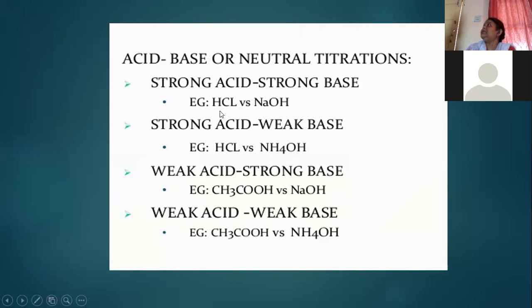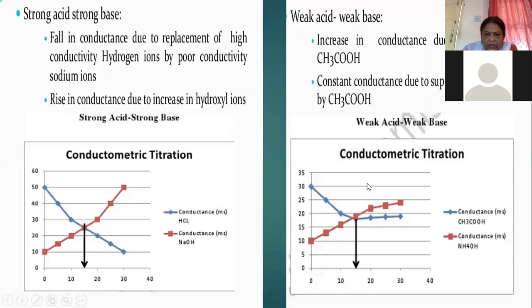All the examples of the acids are given. Like for strong acid, HCl comes to mind, and strong base is sodium hydroxide, weak base is ammonium hydroxide, weak acid is acetic acid, and for weak acid weak base it is acetic acid and ammonium hydroxide. So all these 4 kinds of titrations can be done by using a conductivity meter, or conductometric titration.